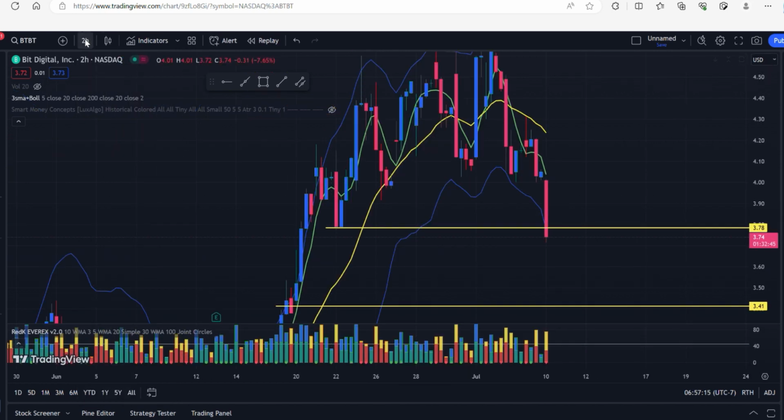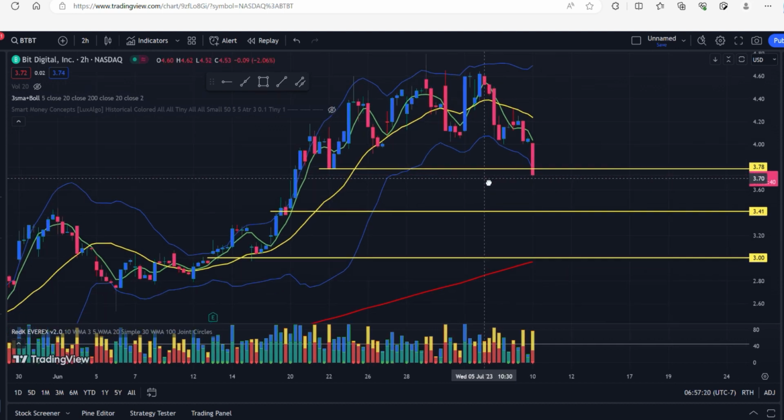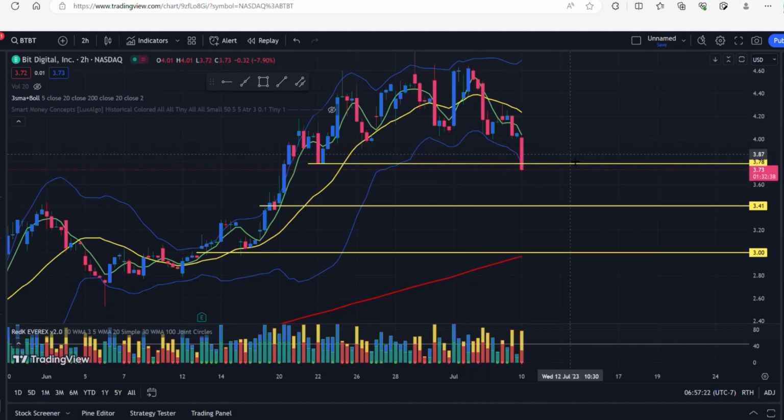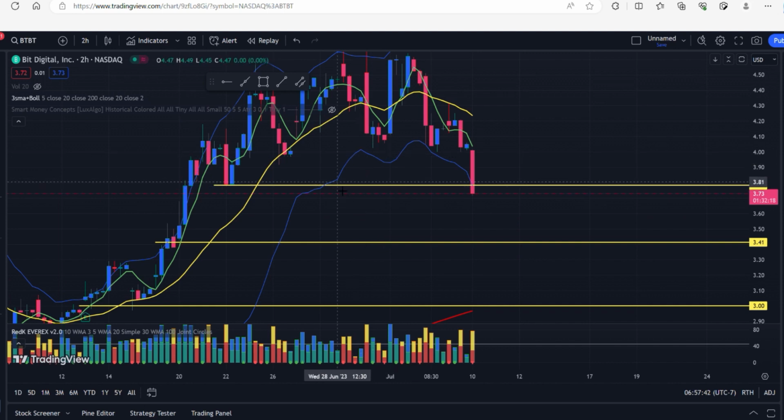Not 2 hour. Well, maybe 2 hour. We're at the bottom of the Bollinger on the 2 hour as well. So we should see some relief before breaking down to this level. But this 378 is going to provide resistance if we try to go back up above it. Now, if it gets above that, which it could, we'll see stronger resistance around the $4 range. So we could potentially retest the $4 range.